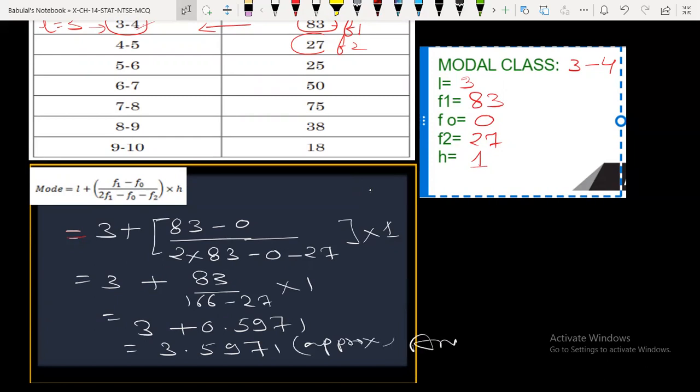approximate answer. So the mode of the given data is 3.5971. Students, you find out up to 2 places, at least up to 2 places of decimal.